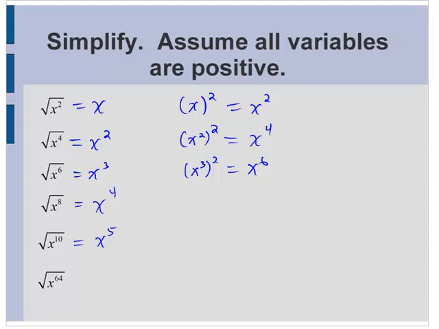To take the square root of a variable to a power, if it's an even power, you just basically divide the power by 2. So what's the square root of x to the 64th? Now be warned, it is not x to the 8th. Don't take the square root of 64. The square root of x to the 64th power is x to the 32nd power. Remember, that's the square root, because what is x to the 32nd squared? Multiplying exponents, that's x to the 64th power.